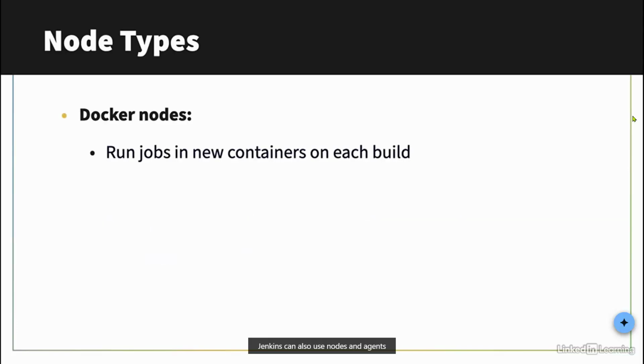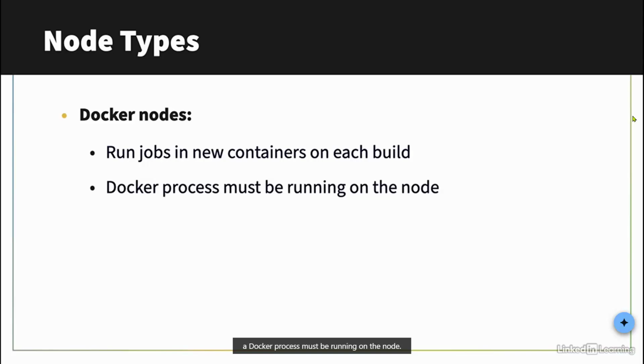Jenkins can also use nodes and agents that run as containers, also known as Docker agents. With Docker agents, the Jenkins controller runs jobs in a newly created container on each build. This has the benefit of the job running in a fresh and isolated environment every time. For Docker agents to work, a Docker process must be running on the node.